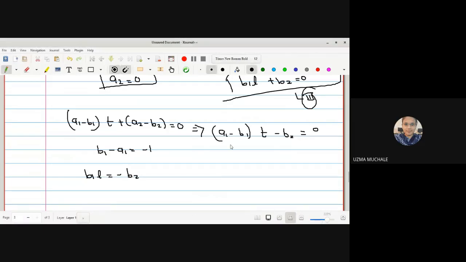Yes, you can do it now. You can substitute the values of B2 and B1 here and find out the answers. Yes, try to find out the answer and tell me. You can see here B1 minus A1 is minus 1. So this equation I can use here. Right? What will be A1 minus B1?